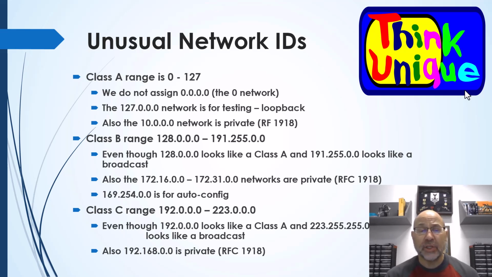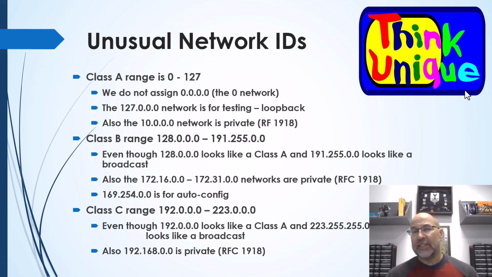Now in the Class C range, we've got 192 to 223 in the first octet. The range of networks would be 192.0.0.0 and 223.0.0.0. Those kind of look Class A-ish again, but they're not because of the beginning pattern. And if we look at the last possible network, it would be 223.255.255.0. And again, that looks a little bit like a broadcast, but it's not. And lastly, we've got 192.168.0.0 as being part of RFC 1918. So these are all sort of the special addresses out there.